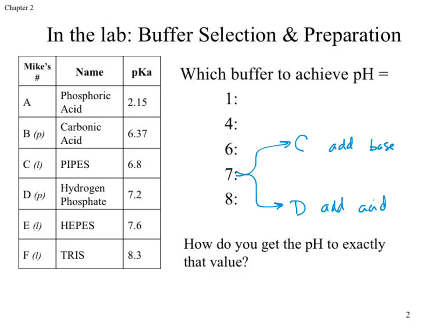You remember. But ultimately, that is your big difference. Your carbonic acid and your hydrogen phosphate are both common biological buffers. Okay? The other ones here, your PIPES, your HEPES, and your Tris, are unnatural. No, unnatural isn't L. I don't know why I picked P and L.